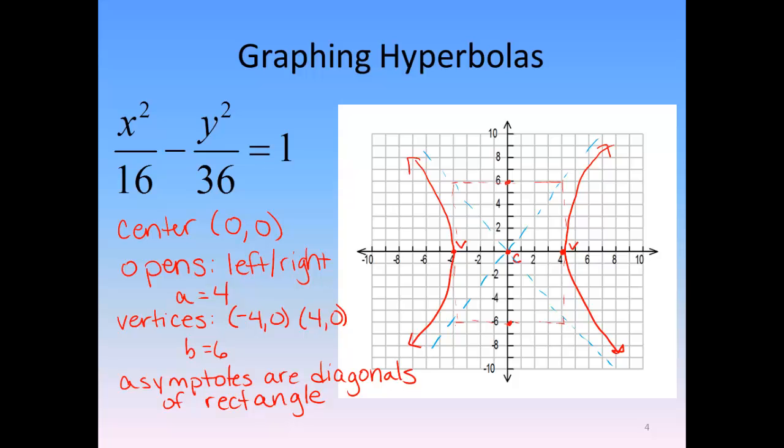Ride along the asymptote, hit the vertex, ride along the asymptote. Okay? Center, just like everything else, you need to decide which way it opens. The vertices will always be on the direction it opens. The other value, in this case the 6, helps us form a rectangle so I can draw in my asymptotes.